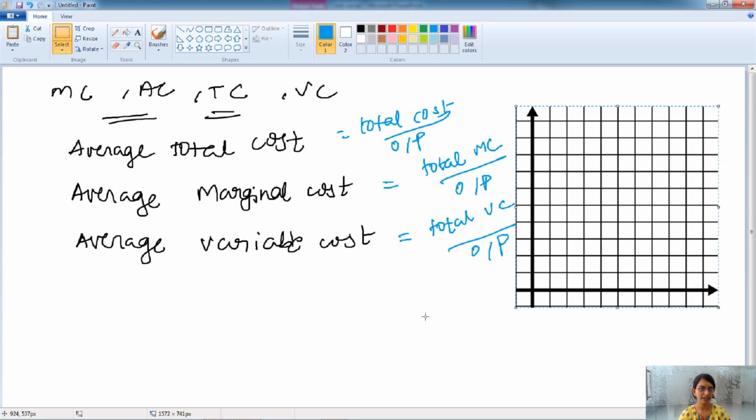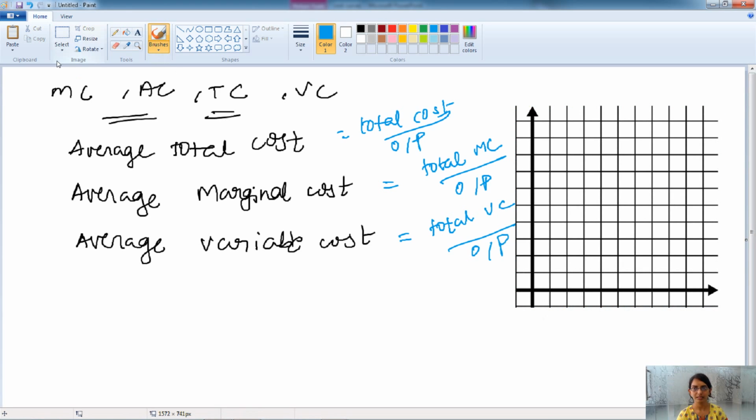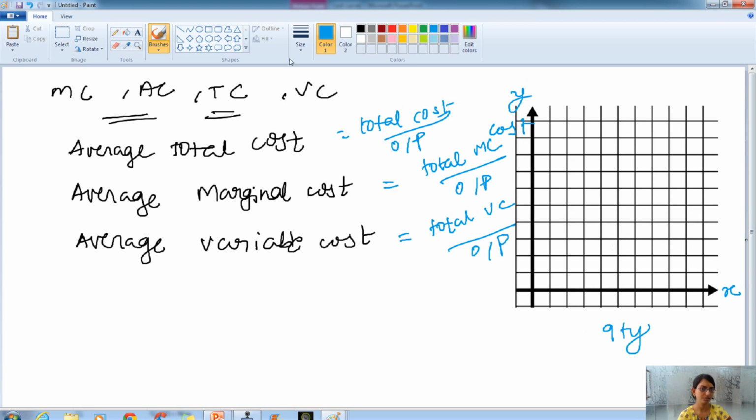Here we have a graph in which we can understand these three concepts: ATC, AMC and AVC. This is our X and Y axis. Here we have the quantity and here we have the cost of production. As we know, the marginal cost curve cuts from below. It is in this way.